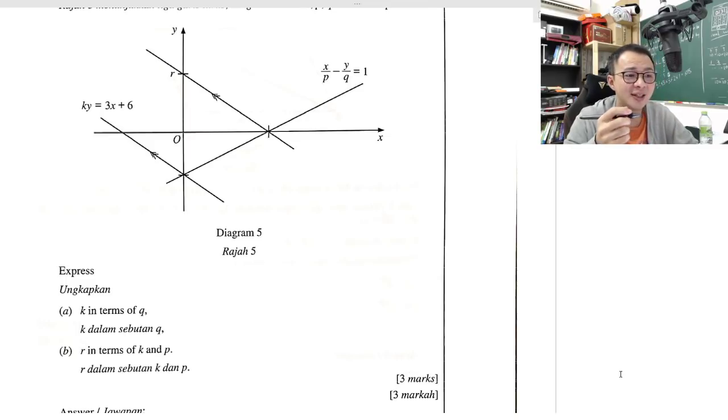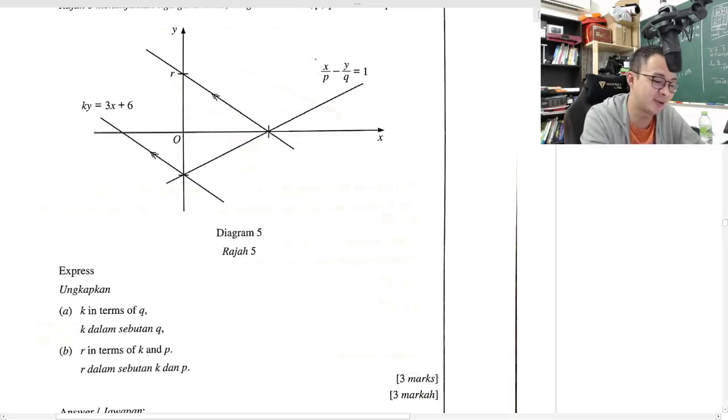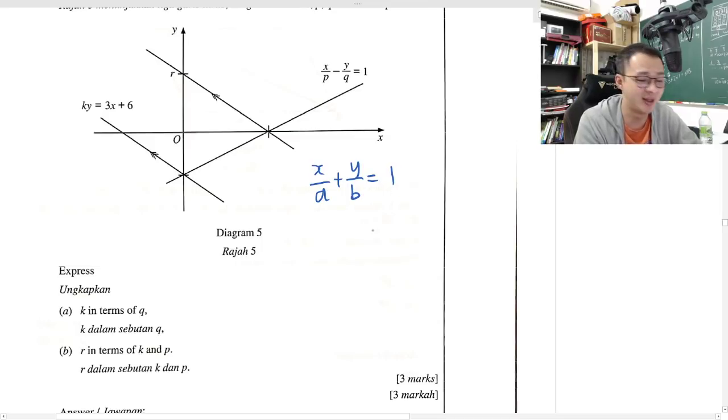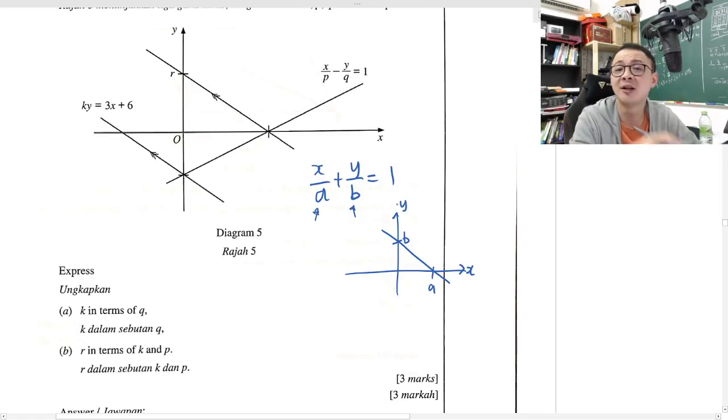The first idea you need to know is about the intercept form. The intercept form tells me what? X over A plus Y over B equals positive 1. And what is A and B? A will be the x-intercept, B will be the y-intercept. That means in the graph, if this is my equation, my x-intercept will be A and my y-intercept will be B. This is the x-axis and y-axis respectively. So this is what happens for this formula.